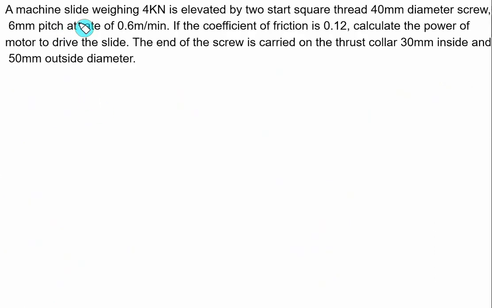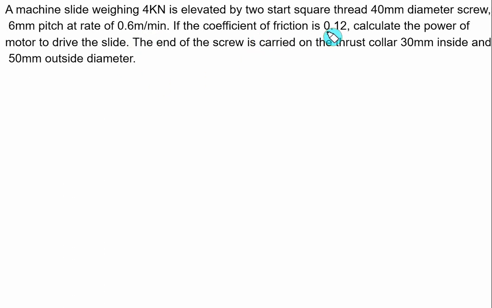A machine slide weighing 4 kilonewton is elevated by 2 start square thread. So we have given here 2 start square thread of 40 mm diameter, that is the DO is equal to 40, pitch is equal to 6 mm, at a rate of 0.6 meter per minute. That is 600 mm per minute. That is the value of velocity is given, which is L into n. So n is indirectly known to us.